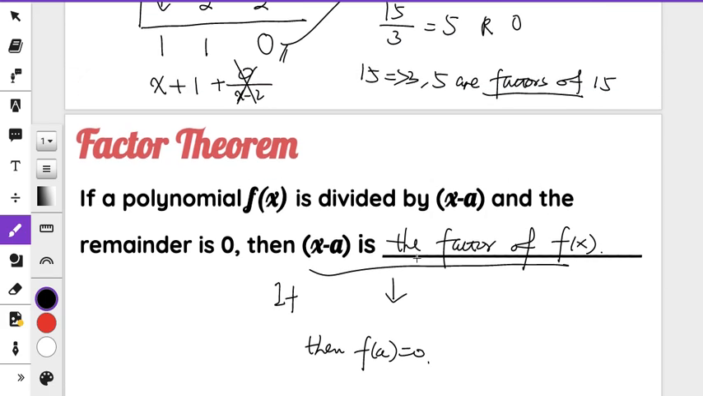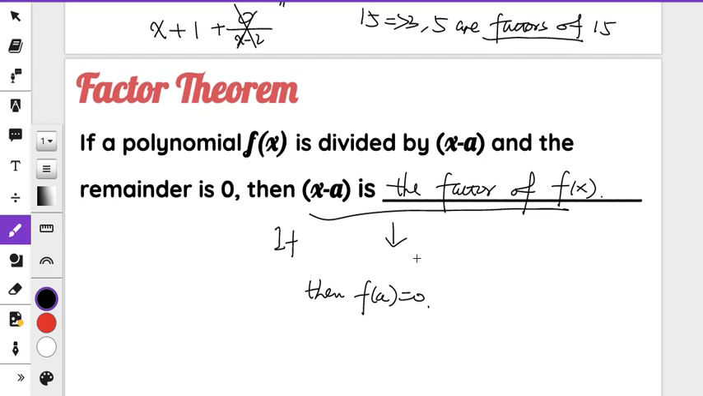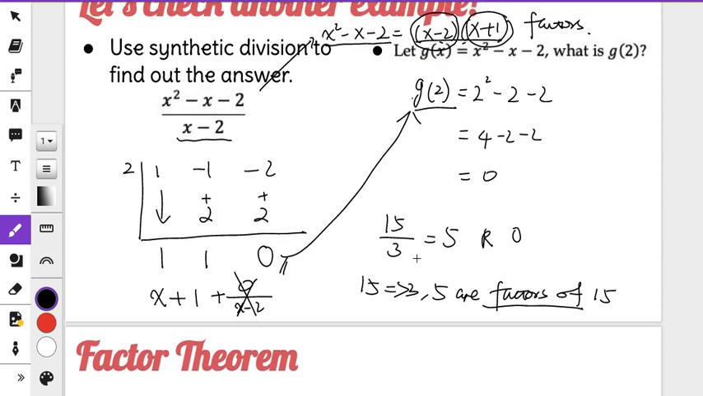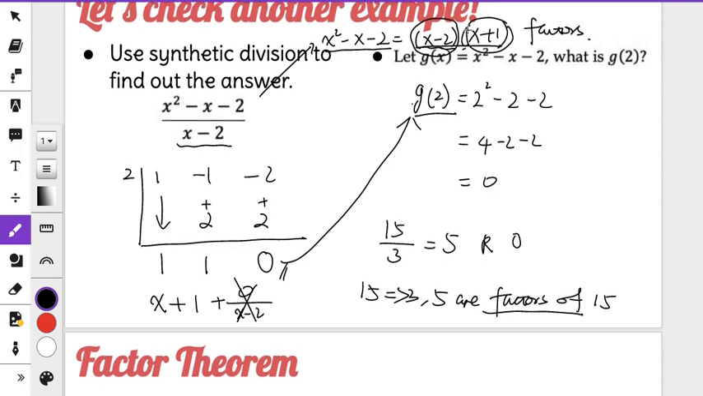This is the reason we have this fact, because we can easily use this theorem to help us check whether we have a factor or not. So this will help us easily determine the solutions of an equation. If the remainder is 0, we know it's a factor, so we can use it to solve the equation. And it's very easy and very applicable when we solve polynomial equations.